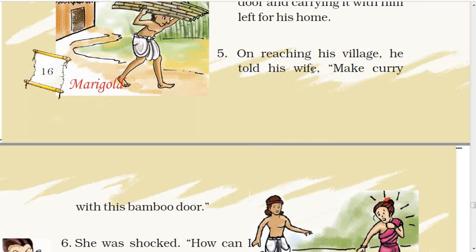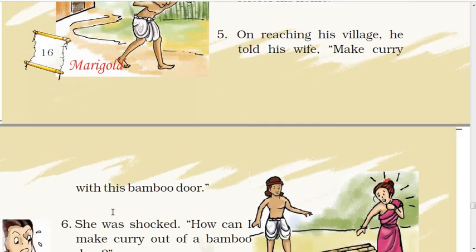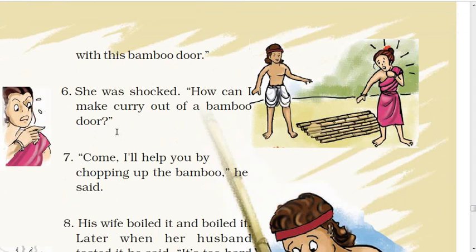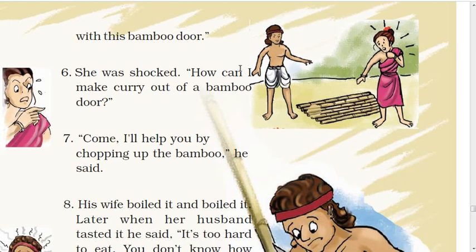as is already mentioned in the book, make curry with this bamboo door. So he insisted on making curry with that bamboo door, and his wife was shocked. Look at the reaction of his wife from the picture. And what did she say? How can I make curry out of a bamboo door?